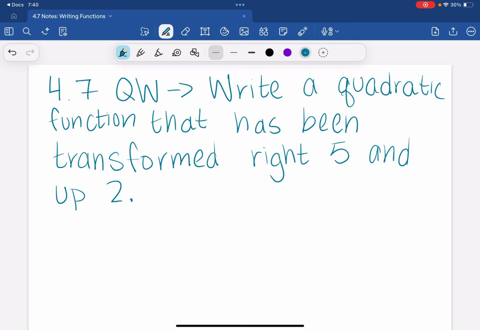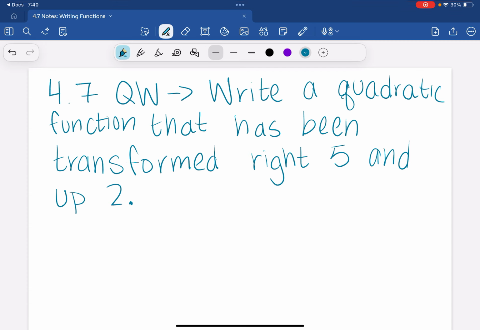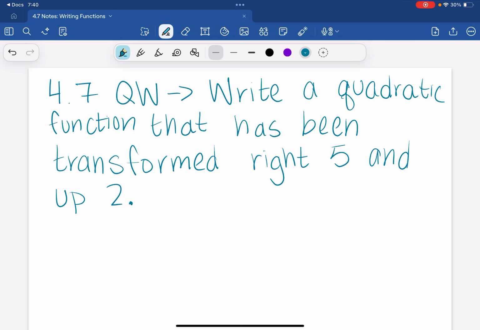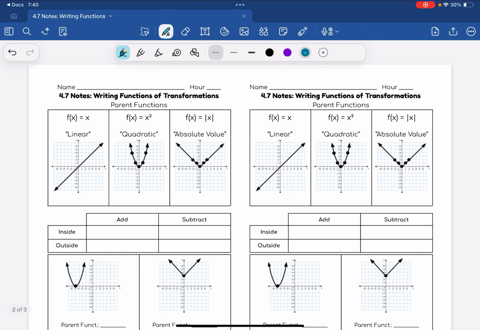At this point, if you could please pause the video, and if you need to look back at your 4.6 notes, that is going to be the best place to get some help with that. Okay, once everyone has had a chance to work on their quick write, you can unpause the video. And let's get started with notes.